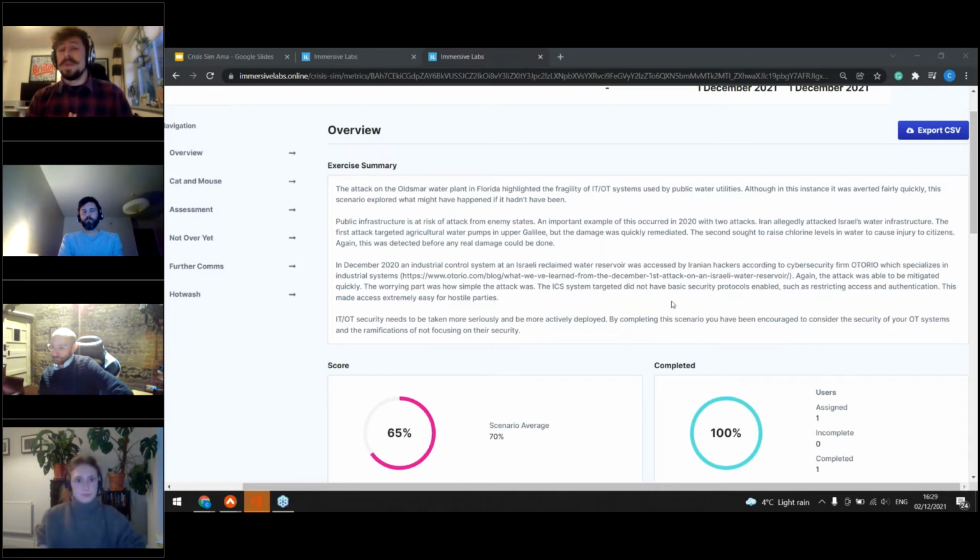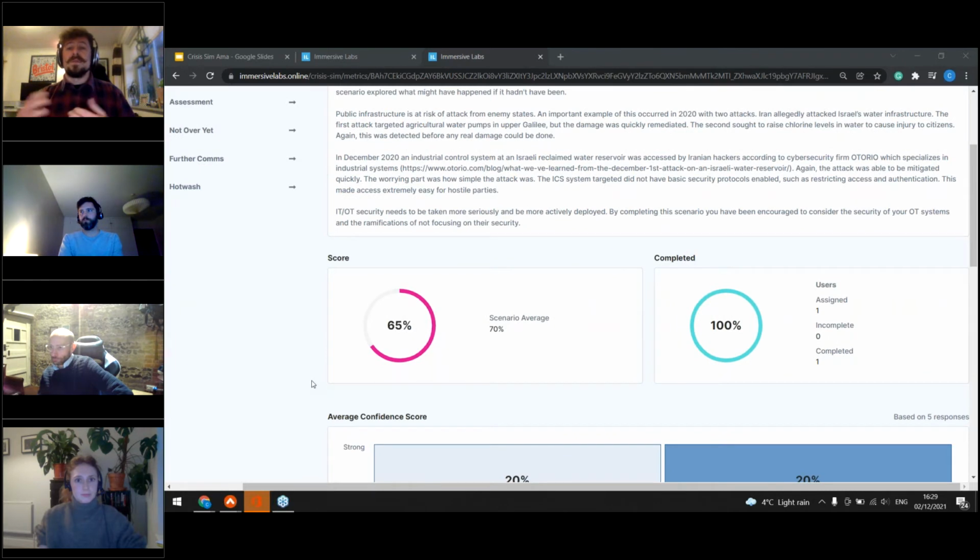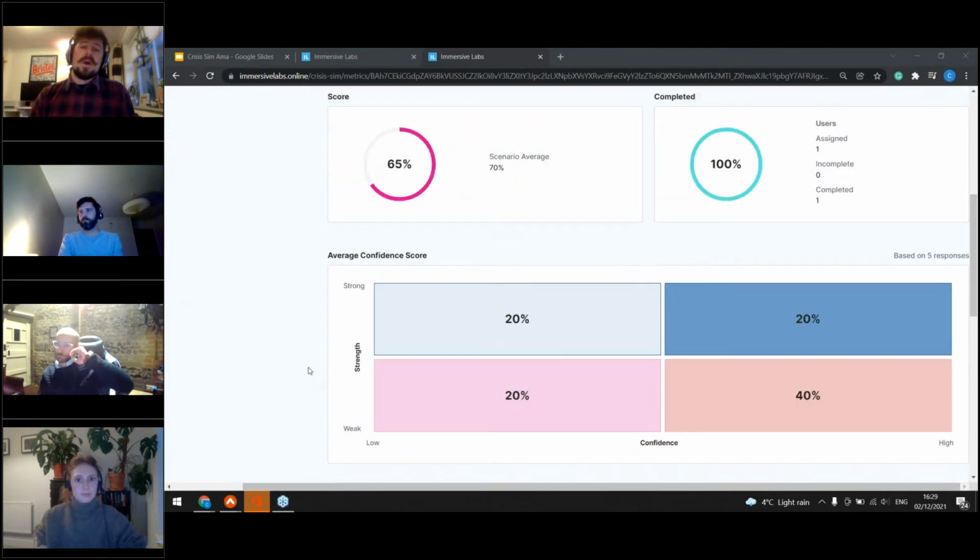Whenever you complete a scenario as an exercise event, we've ultimately got the exercise summary. This is a nice area where we include a post analysis, but also where we cite the real world instance that the scenario is based off of. In the case of this one, it was based off a real world event, as Charlotte said in the beginning.